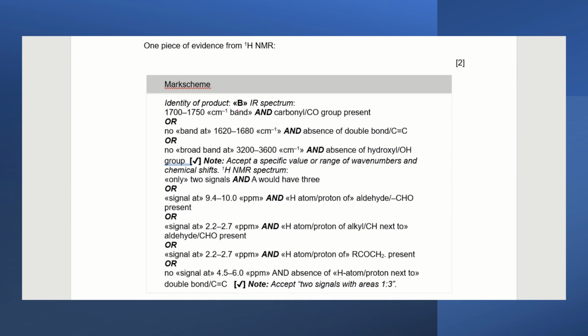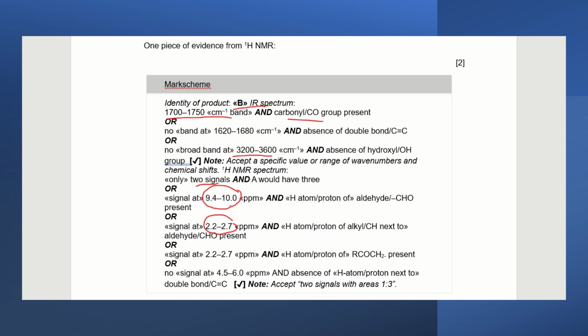So if we look at the answer, the identity of the product according to the IR is B. I do see a band at 1700 to 1750, which is the carbonyl group. So I must mention both that I have this band and that it belongs to the carbonyl group. I don't have a band at the broad peak of 3200 to 3600, which is basically for my OH group. And when I look at the NMR spectrum, I see two signals. I see a signal between 9.4 to 10, and I see another signal between 2.2 to 2.7.